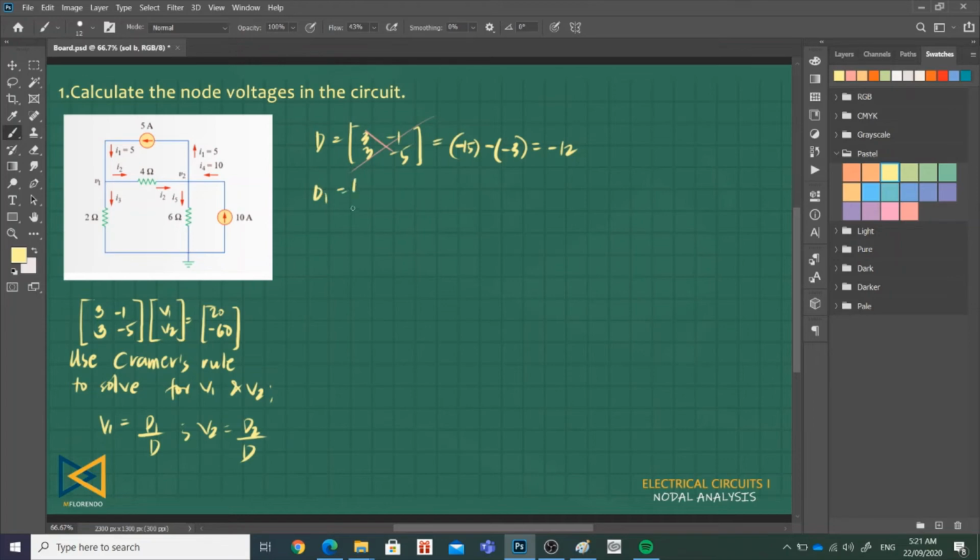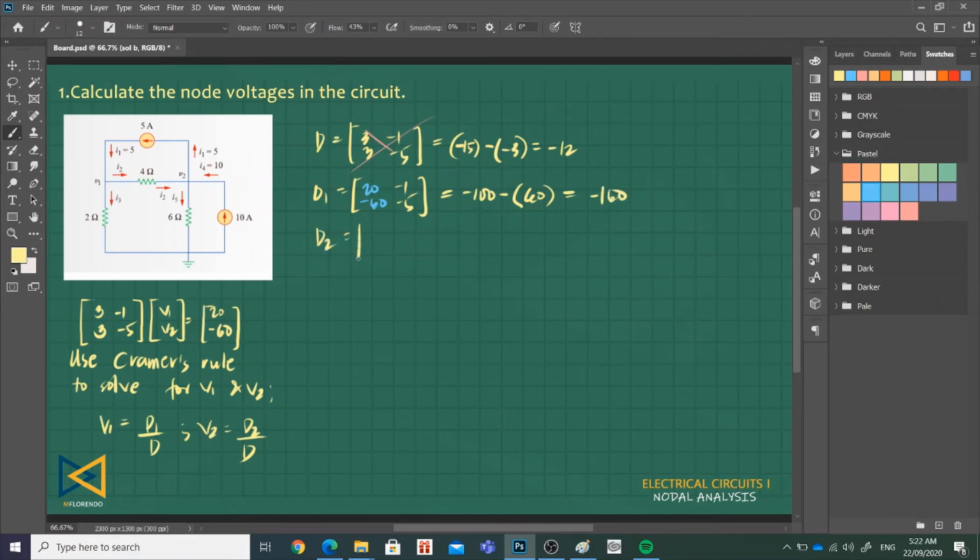And then, si D sub 1 natin, papalitan natin yung first column, okay, kulay blue na lang, ng 20 and negative 60. Okay, and then kunin yung difference ng mga diagonal products ng mga diagonal elements natin. 20 times negative 5, that is negative 100. Minus parenthesis again. Ang kakalimutan. Basta doon sa pangalawang term, parenthesis kayo agad. So, negative 60 times negative 1, that is positive 60. So, negative 100 minus 60, that is negative 160.